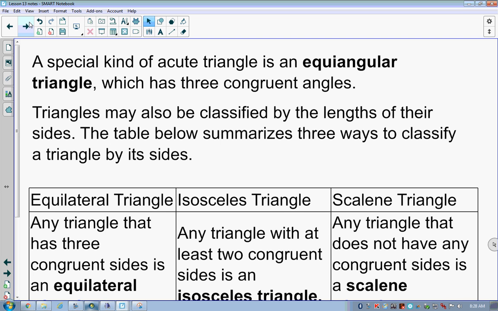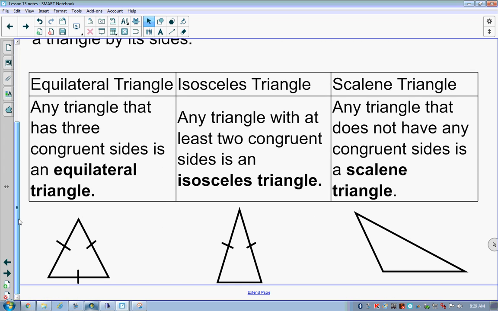We can identify triangles by their side lengths, and so we'll look at the summary of that here. Equilateral triangles, we're going to show these by using tick marks so we can show which sides are congruent. In an equilateral triangle, all three sides are the same length. In an isosceles triangle, exactly two sides are the same length. And in a scalene triangle, none of the sides are the same length. Okay, they're all three different.